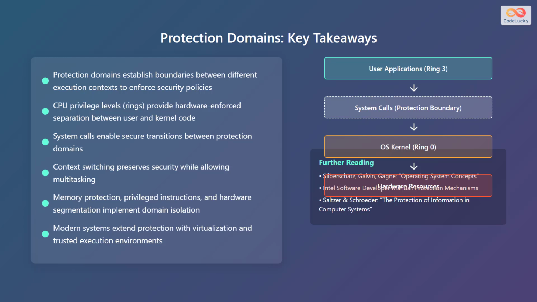Fifth, memory protection, privileged instructions, and hardware segmentation implement domain isolation. And lastly, modern systems extend protection with virtualization and trusted execution environments. The visual on the right summarizes the relationship between the different layers of a system, from user applications to hardware resources. The arrows indicate the flow of control between the layers, with system calls acting as the bridge between user applications and the kernel. If you are interested in learning more about protection domains, here are some references for further reading.